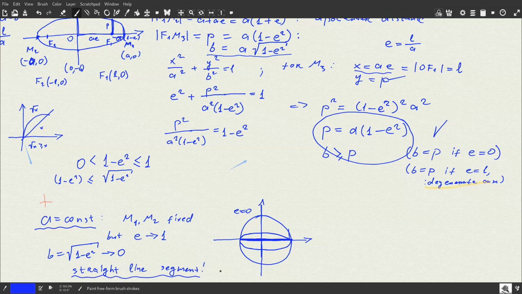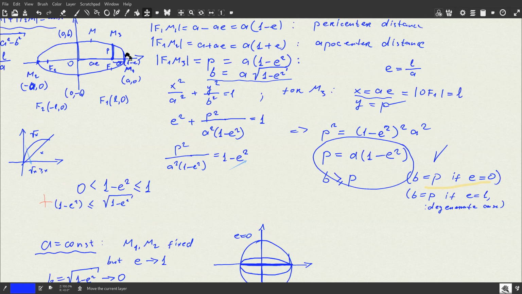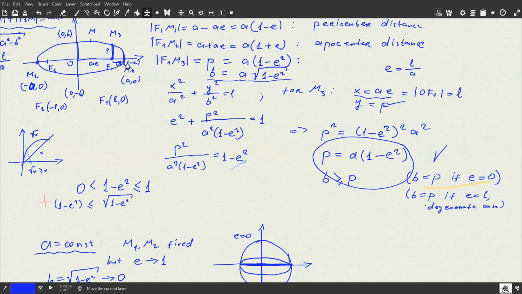Of the same length 2 times a. So interestingly enough, the eccentricity being equal to 1 corresponds not only to a parabola. A parabola could be obtained in a different way. How do I obtain a parabola actually? Well, I think we'll study this in a little bit more detail later, but a parabola could be obtained if we fix our point F1 and we fix our point M1 and we start with a fixed focus, start increasing A. In that case, eventually when A becomes infinite, our ellipse becomes a parabola.